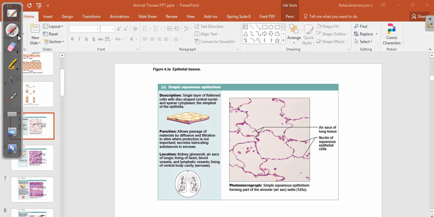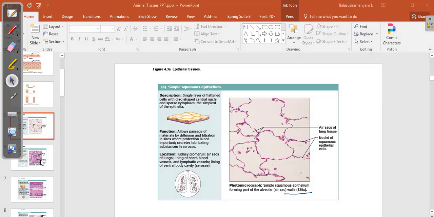First I'm going to show you the simple squamous epithelium. Here you can see the histology image. I hope you remember this 125x part. When you observe under the microscope, you have to represent it. It's a direct image of the air sacs of the lung tissue. This simple squamous epithelial tissue is seen mostly in the lungs, including the kidney glomeruli and also the lining of heart and blood vessels as we saw earlier. The nuclei are pushed towards one side in some regions, and the basement membrane is not shown here.